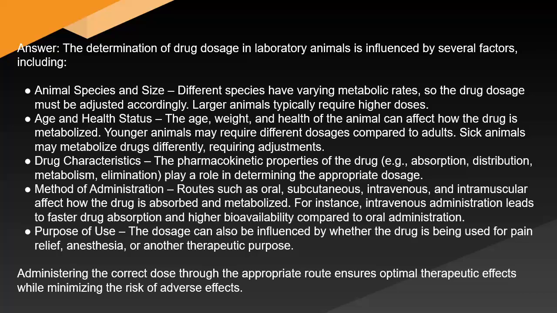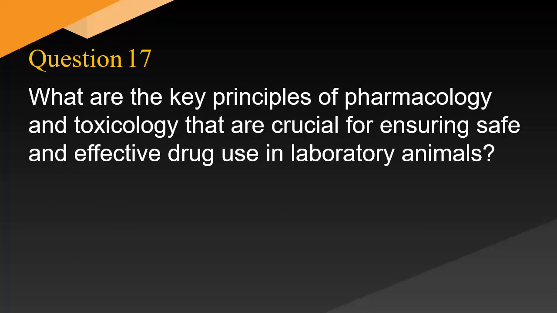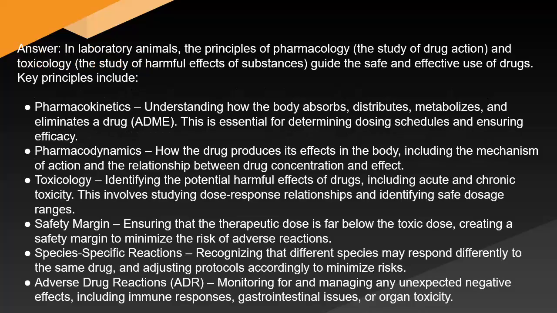What are the key principles of pharmacology and toxicology that are crucial for ensuring safe and effective drug use in laboratory animals? Answer. In laboratory animals, the principles of pharmacology, the study of drug action, and toxicology, the study of harmful effects of substances, guide the safe and effective use of drugs. Key principles include pharmacokinetics, understanding how the body absorbs, distributes, metabolizes, and eliminates a drug. This is essential for determining dosing schedules and ensuring efficacy.